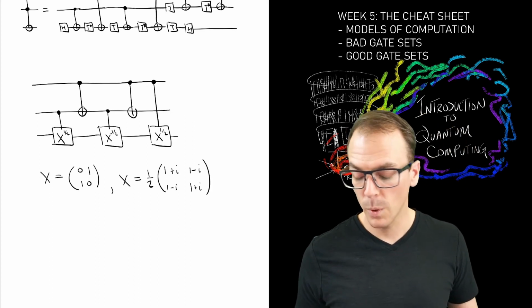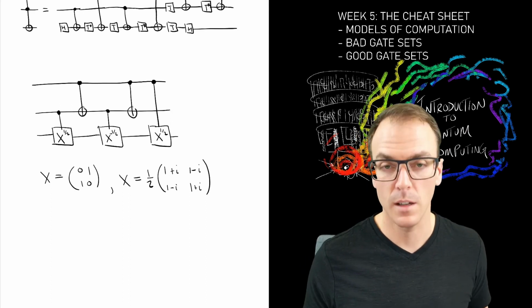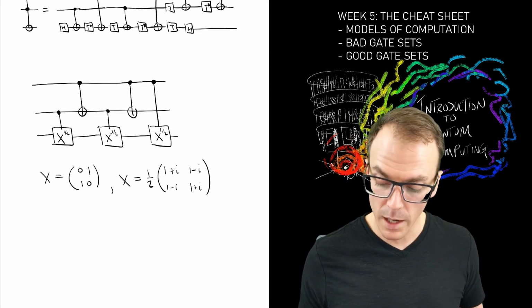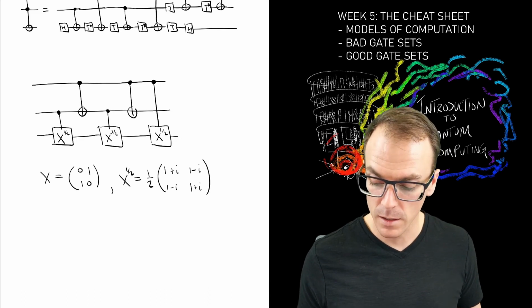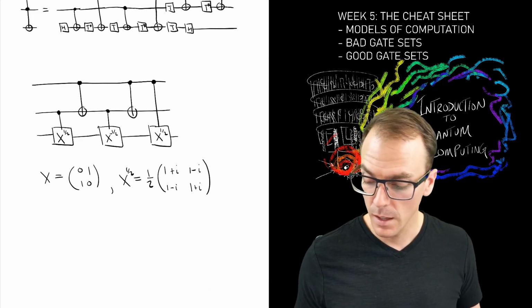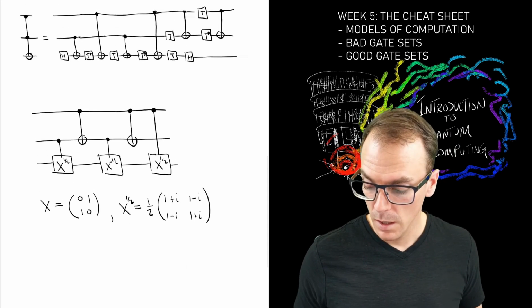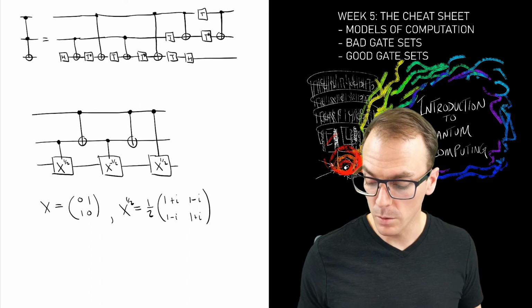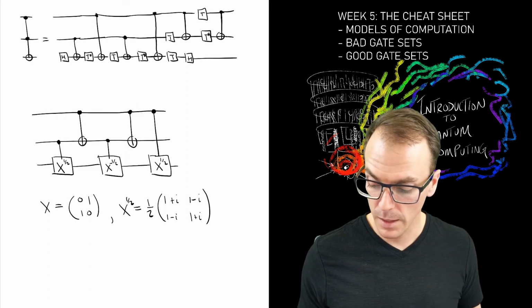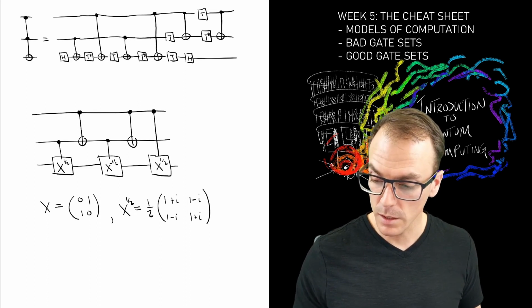Okay, so the point is, now you can check this on your own. If you square x to the 1/2, you get an x gate. Okay, that's believable. But what does that have to do with the Toffoli gate? Well, let's have a look.